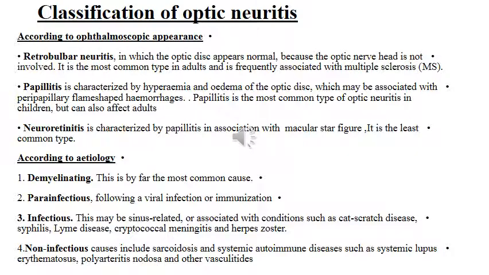Papillitis is the most common type of optic neuritis to be encountered in children. It might also affect adults, but optic neuritis in a child is usually papillitis. What about the rest of the optic nerve that we cannot see through fundus examination? The retrobulbar portion behind the globe. Any inflammation in this part will result in retrobulbar neuritis.